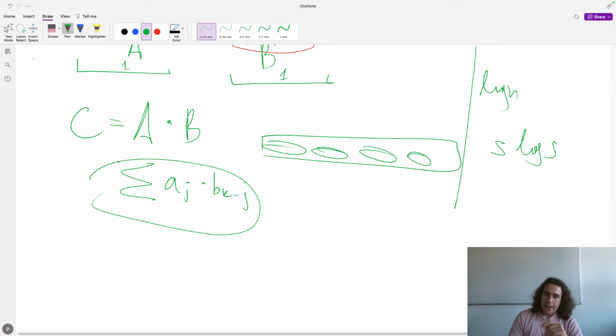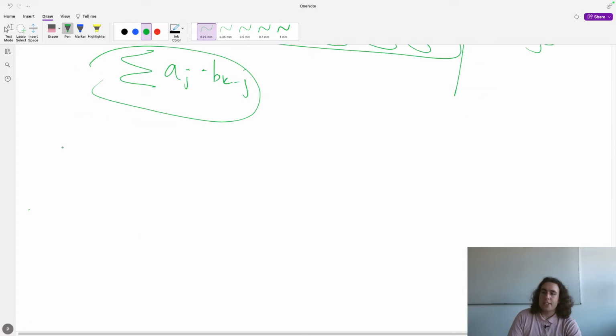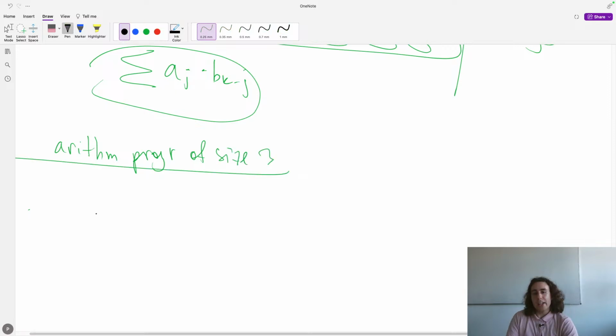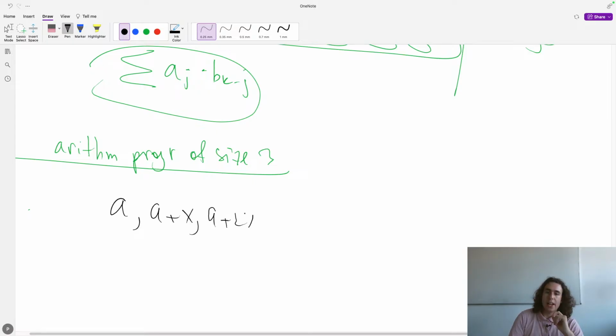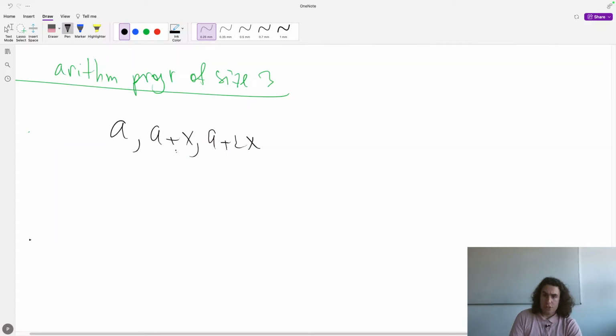Another simple problem I wanted to talk about is calculating the number of arithmetic progressions of size 3. So I have an array, and I want to find the number of triplets that look like A, A plus X, A plus 2X in this array. How to do that? I'm going to change my representation.